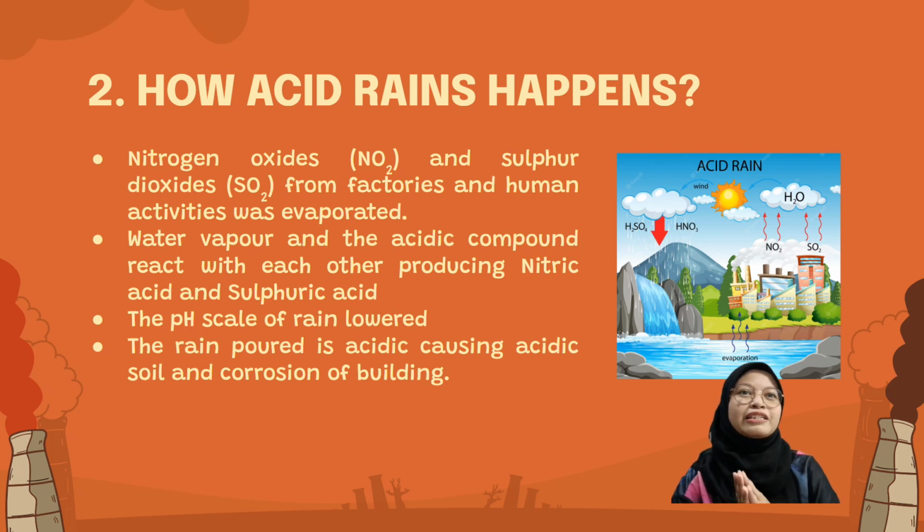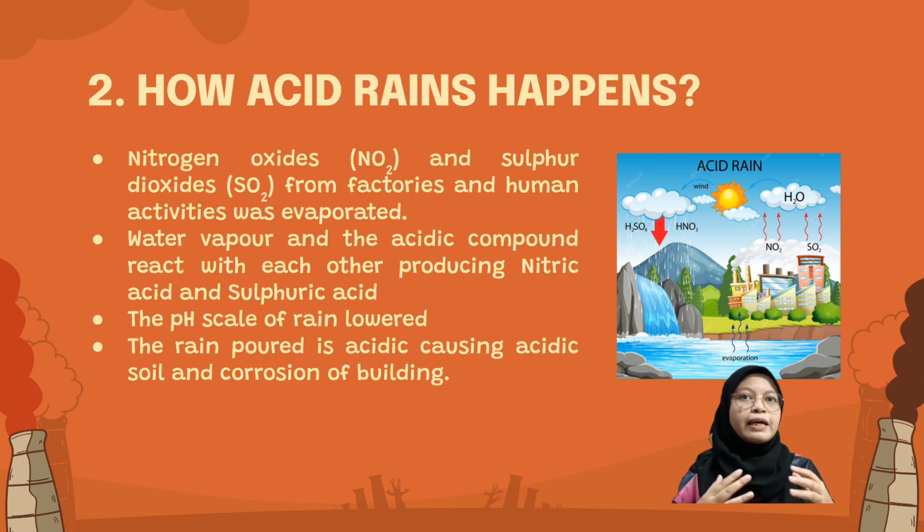Now we are going to talk about how acid rain happens. Factories, agriculture, and also lorries and motorcycles will produce nitrogen oxides and sulfur dioxides, and these compounds will start to evaporate and react with water vapor. When it reacts with water vapor, it will produce nitric acid and sulfuric acid. That is the main compound in acid rain.